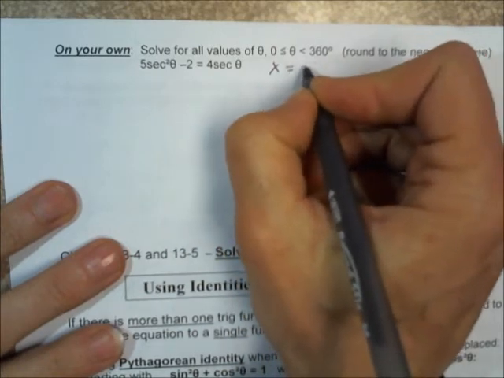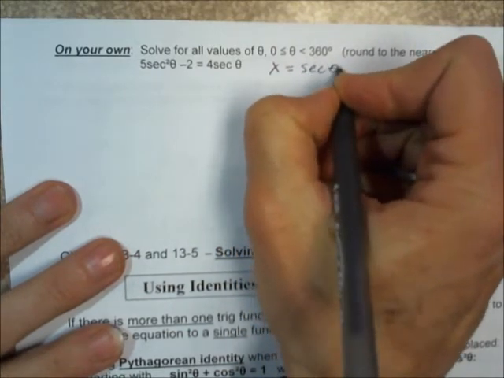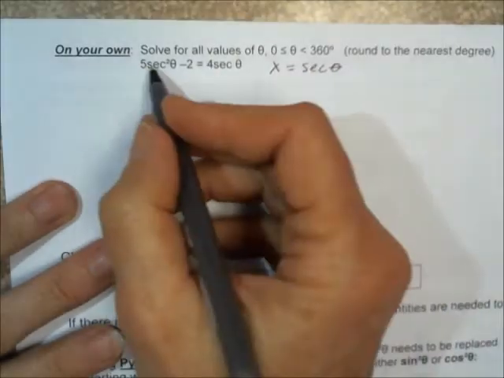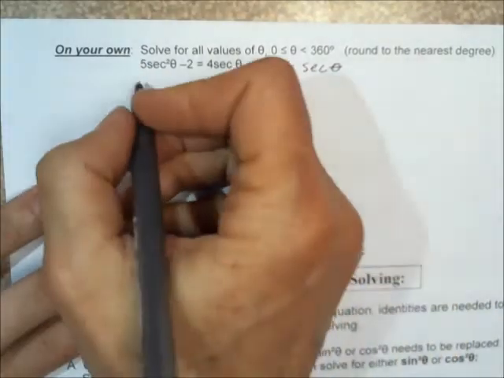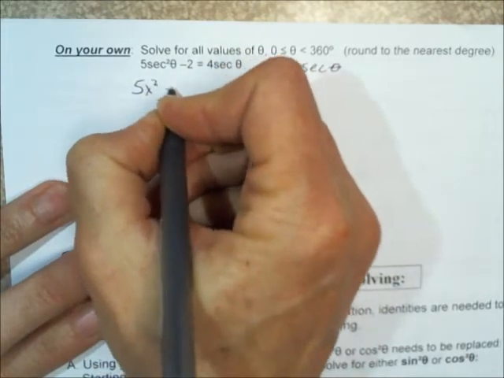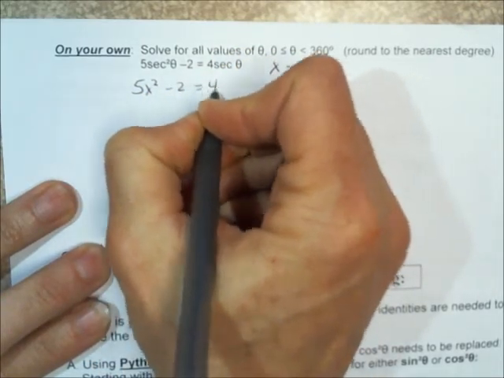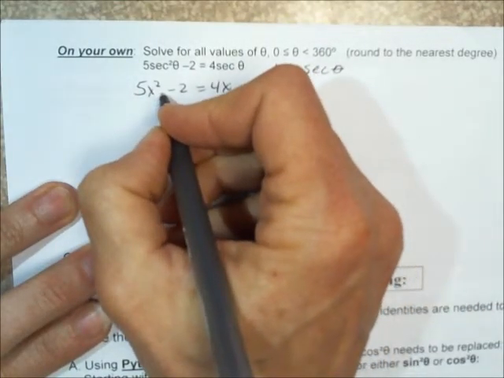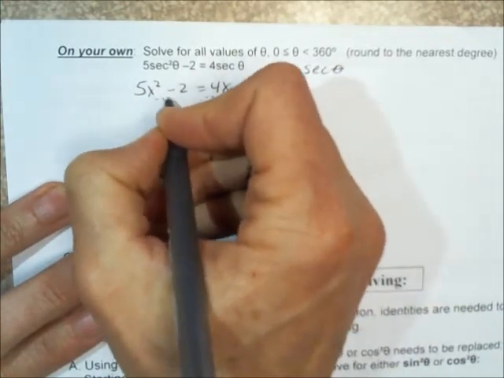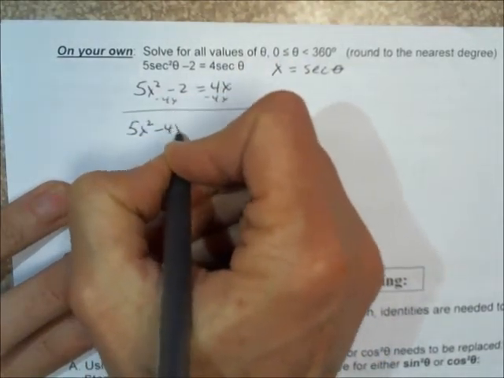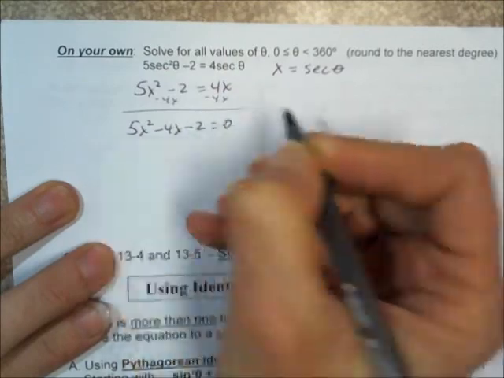So let's let x equal the secant of theta. Now this might be a little bit trickier because it's a reciprocal. So this says 5x squared minus 2 equals 4x. So we have to set this equal to 0, so we subtract 4x from each side. And that's going to say 5x squared minus 4x minus 2 is equal to 0.